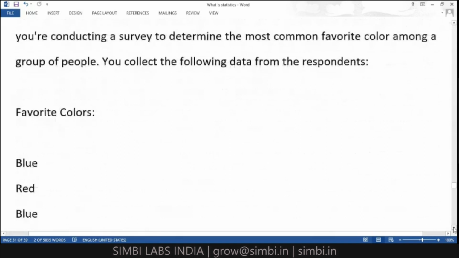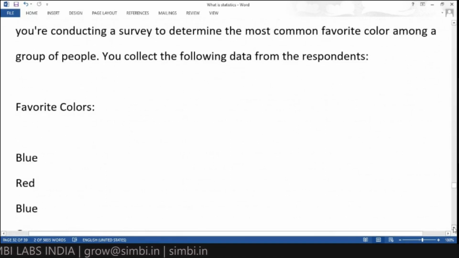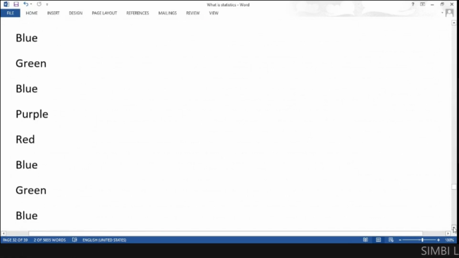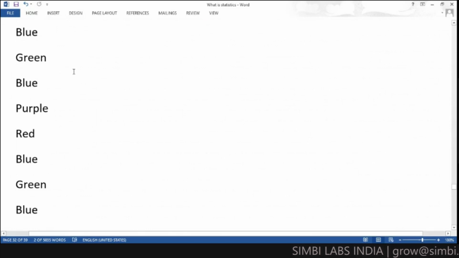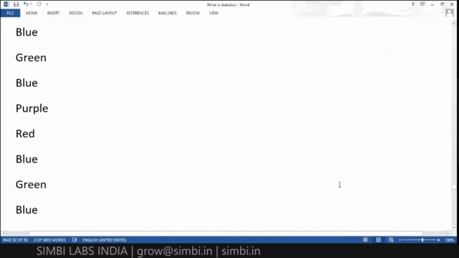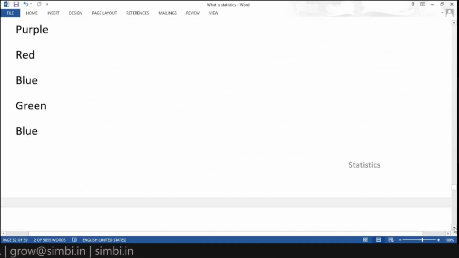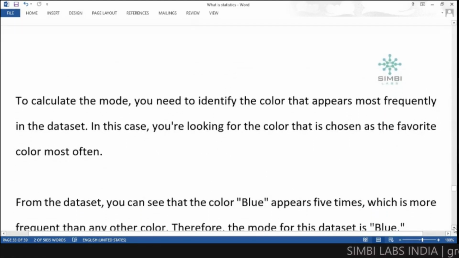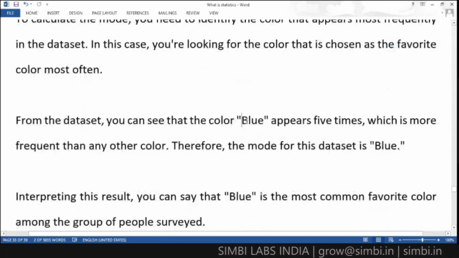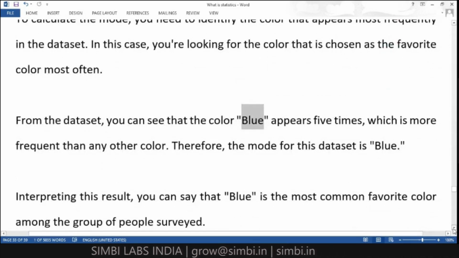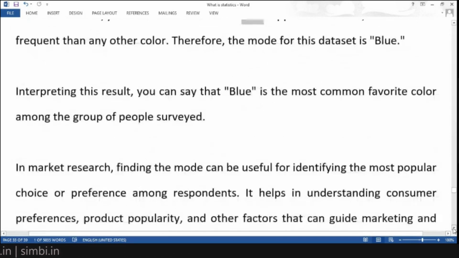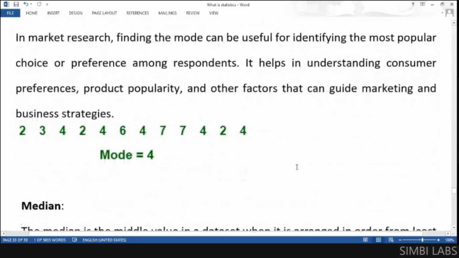For example, we can see a group of people and their favorite color, like blue, red, blue, green, blue, purple, red. So what color names are repeating? Blue, 1, 2, 3, 4 times the blue color was repeated. So that is the mode. So the mode value among the people for their favorite color is blue. So blue is the answer, we can say. So in this data set, the favorite color of the people is blue.